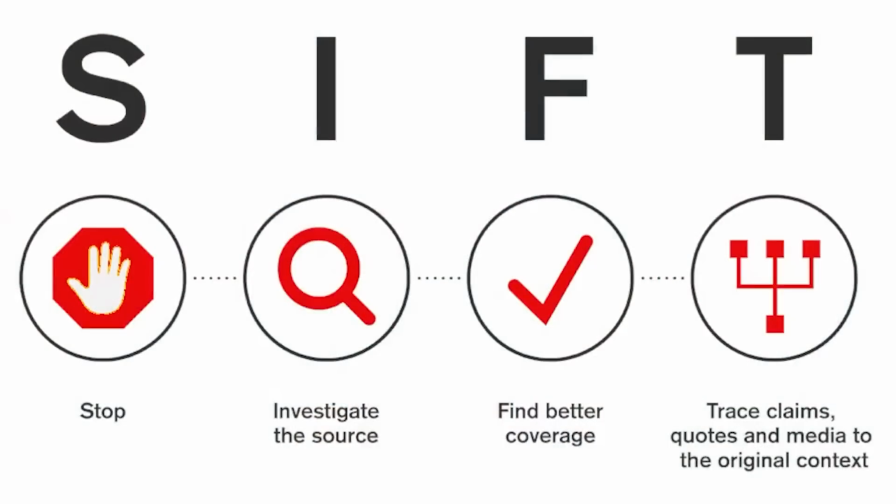The F stands for find better coverage. So don't rely on just one source. Check multiple sources for this information. And this is especially important in politics. When we are researching for a video, we will search Globe and Mail, and then we'll go to CTV, and then maybe CBC, and then the National Post. Like, we look at all of them to see what they're all saying. And then even government sources if we can.